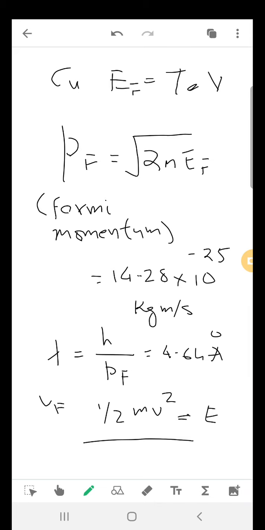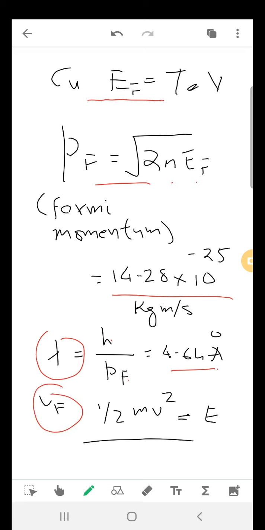Next is, in the case of copper, if the Fermi energy is 7 electron volt, what is the Fermi momentum? So by some relationship, square root of 2m into Ef, which comes around to be 14.28 into 10 power minus 25 kg meters per second, and this is the de Broglie wavelength, lambda is h by p, which comes around 4.64 Angstrom.